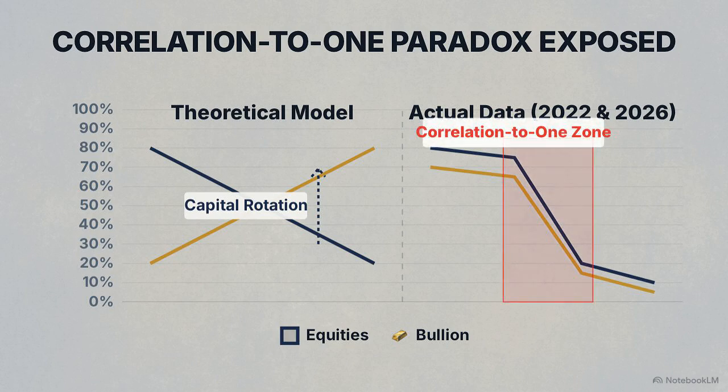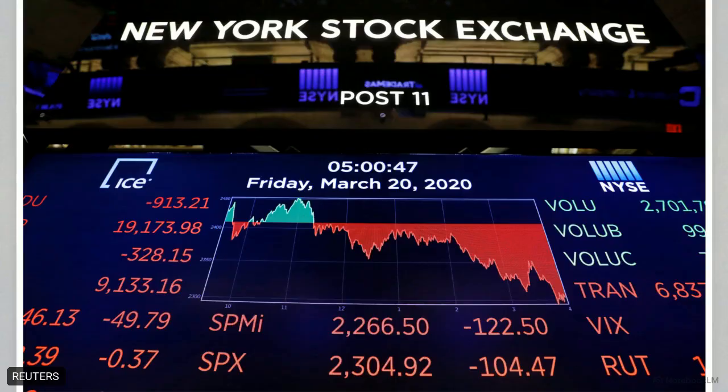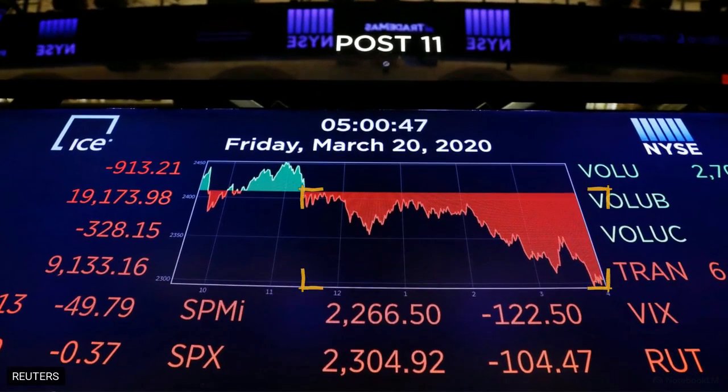During these stress events, the inverse relationship evaporated. Stocks and bullion plummeted in synchronization, entering a correlation-to-one event. This synchronized crash sequence also appeared during the systemic panic of the early 2020 lockdowns. Across the board, major asset classes sold off rapidly, regardless of their theoretical risk profile.